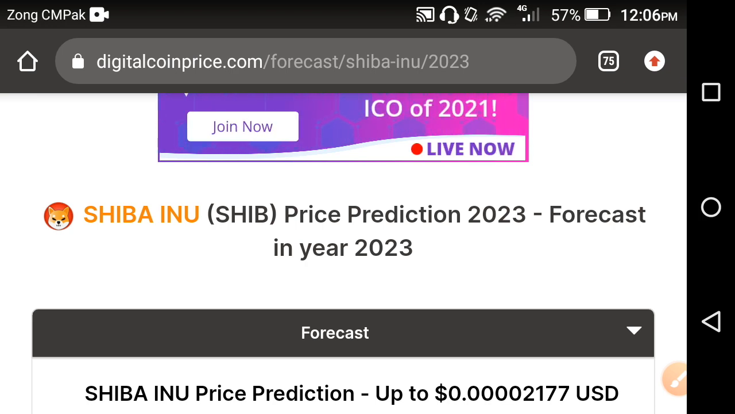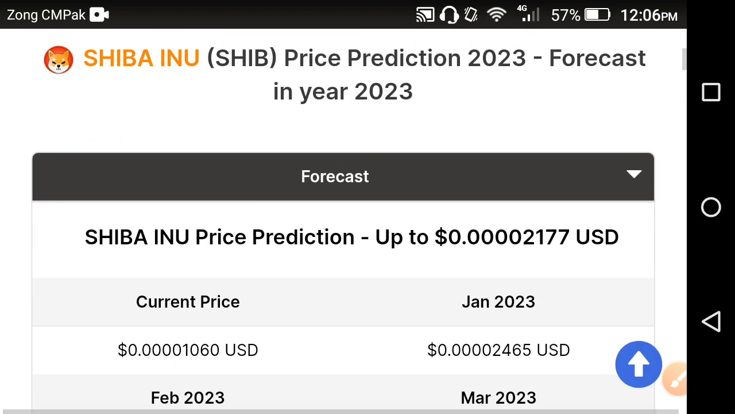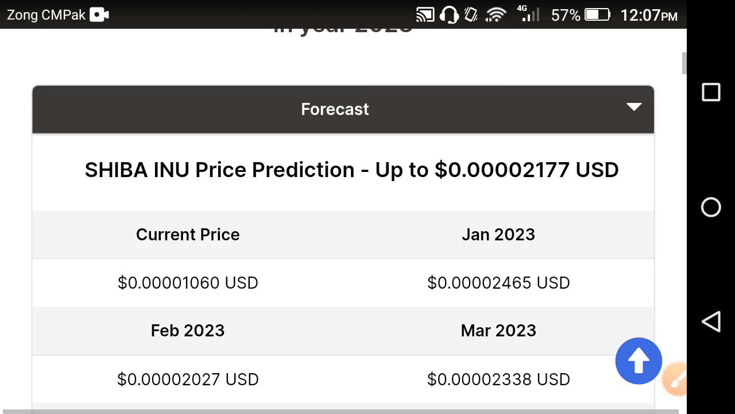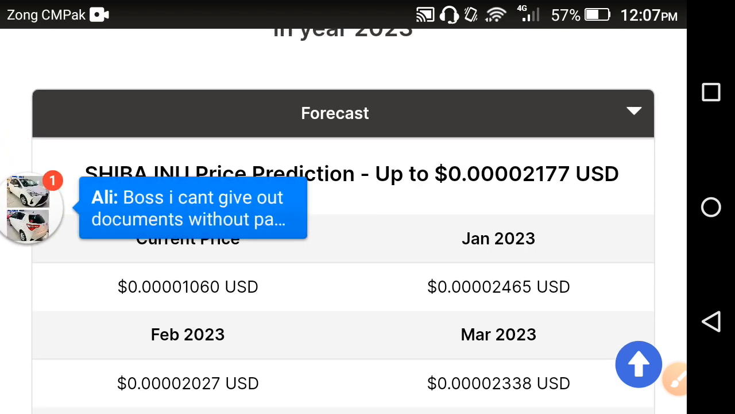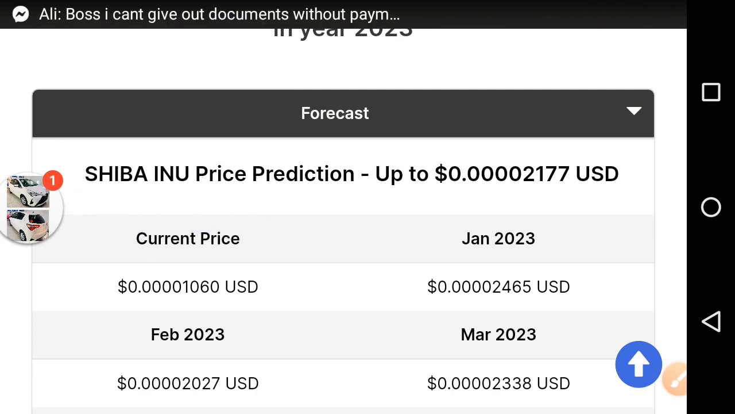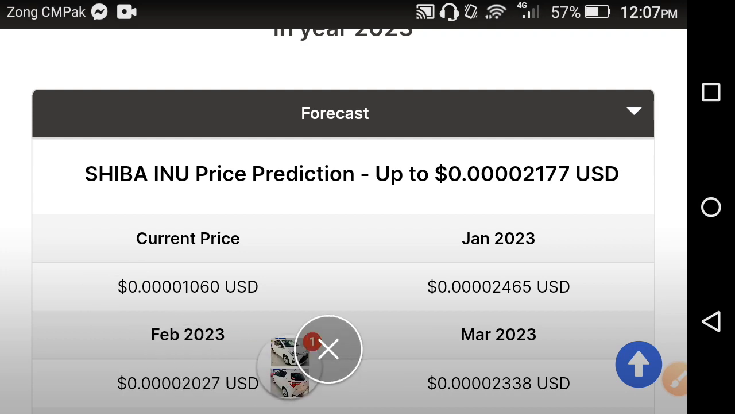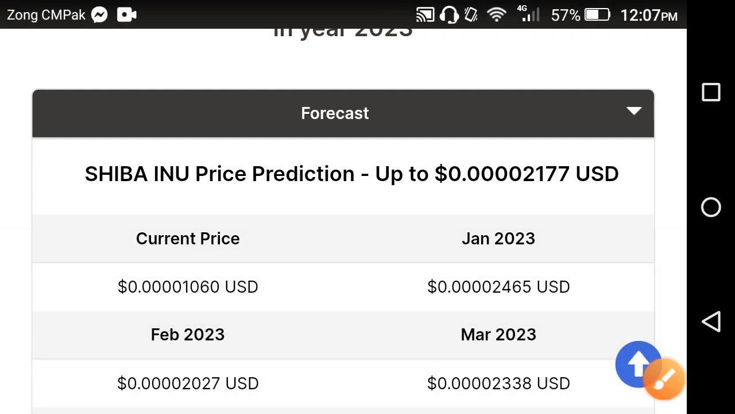So now, friends, we decide the price prediction on the basis of technical analysis and research: what is the price of the Shiba Inu token in 2023? Here the January 2023 price of Shiba Inu is 0.0002465 USD, the price of the Shiba Inu token in January 2023.